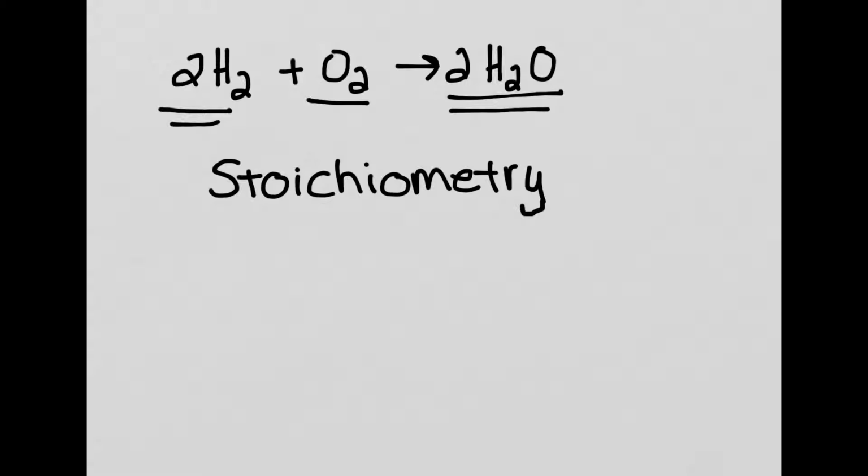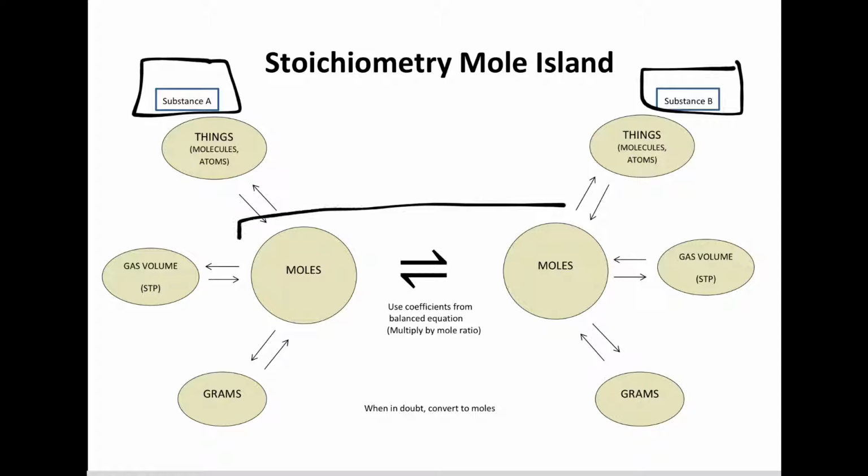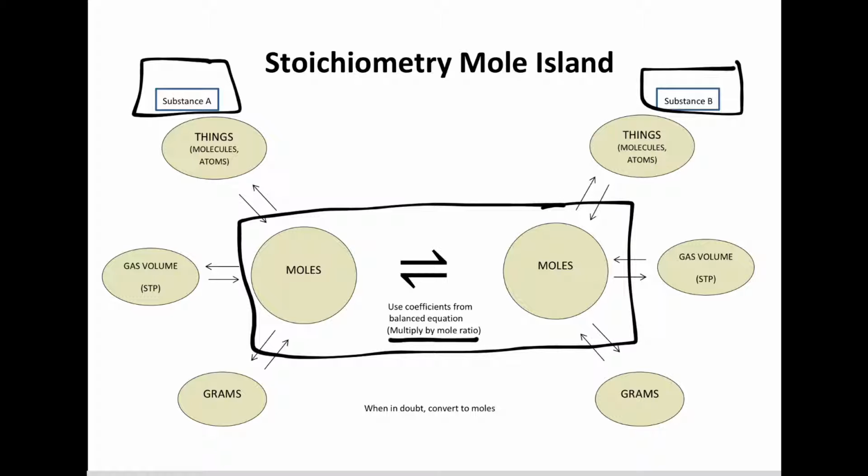Now that I have shown you how the moles of one substance compare to the moles of another substance, let me show you how to put together 2 mole island maps so we can create a stoichiometric map for our calculations. Here we have 2 mole islands put together, one for substance A and one for substance B. And as we said before, we can compare the moles of one substance to the moles of another substance in a balanced equation. We're going to do this by using the coefficients from the balanced equation, creating a mole ratio, and multiplying by that mole ratio.